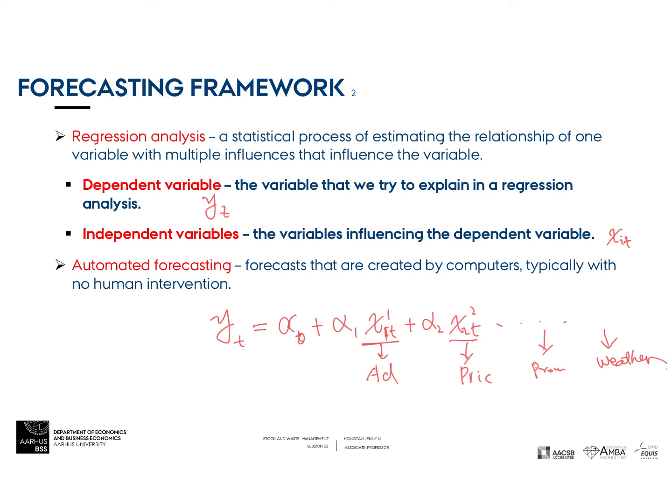You can do this type of analysis, and in the end, there must be something called error or the random factors for this dependent variable. So this is not a strict formula. This is just one assumption. If you do regression, basically you try to find the relations between the independent variables and the dependent variables. And then there is also automated forecasting, the forecasts that are created by computers, typically with no human intervention.